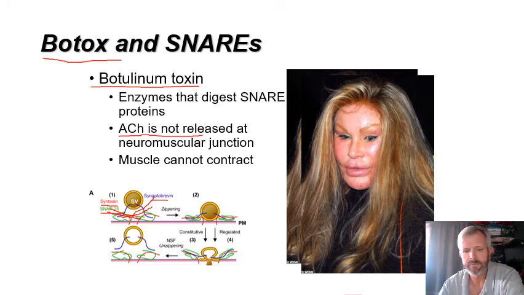And if I cleave those up, I can't dock, I can't release the neurotransmitter to contract my muscles, and my muscles don't contract, and my forehead stays nice and smooth. I don't get those furrowed brows in here. Okay, so we have to have those SNARE proteins come down to dock so we get exocytosis. And those are what are being activated when we get that influx of calcium.